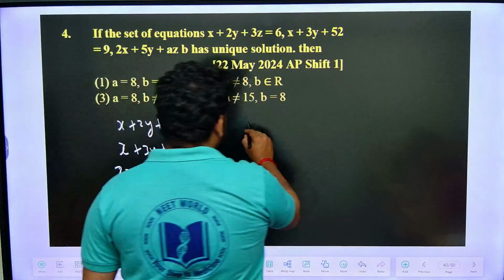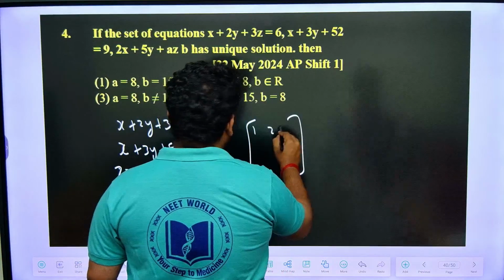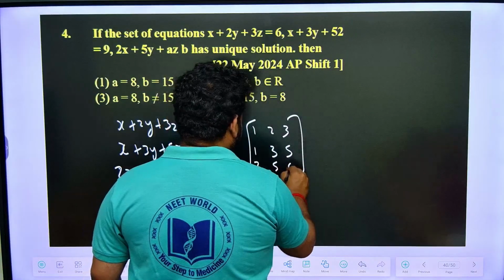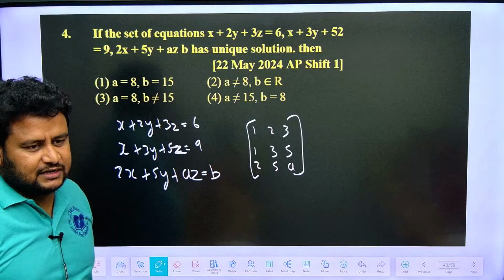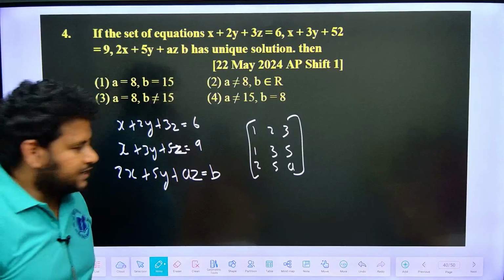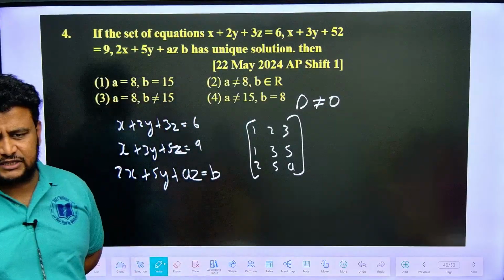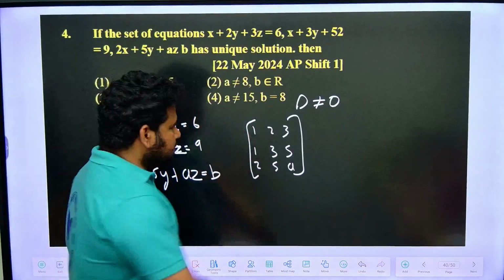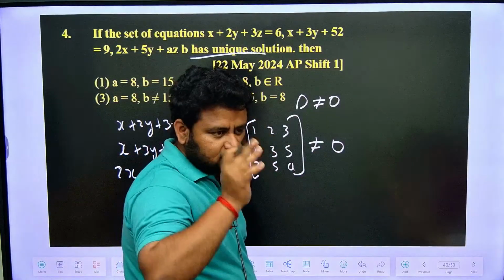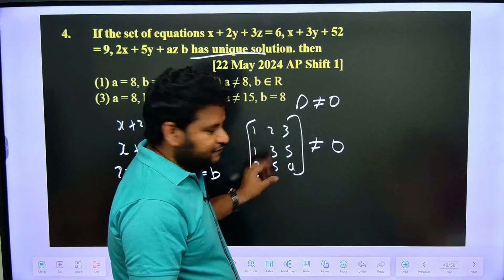Now let us write down the matrix A. Matrix A will be 1 2 3, 1 3 5, and then 2 5 a. Unique solution means the determinant of A should not be equal to 0. Using Cramer's rule, delta should not be equal to 0. Don't go for delta 1, delta 2, delta 3, not required at all. Once you see unique solution, delta should not be equal to 0, that should come to your mind immediately. So take delta, make it not equal to 0 and find the value of a.